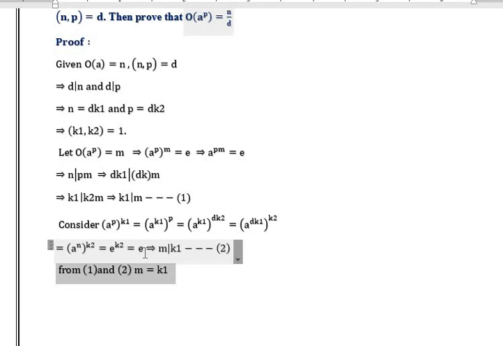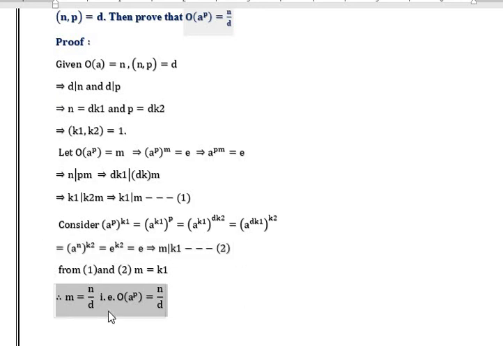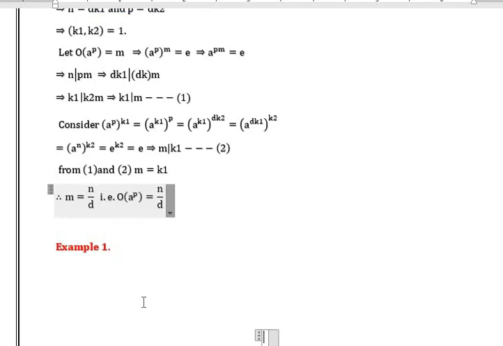Now by equation 1 and 2, m is equal to k1, because k1 divides m and m divides k1 means both of them are equal. Therefore m is equal to n by d, that is, the order of a power of p is n by d. Now let us work out a few examples based on these.